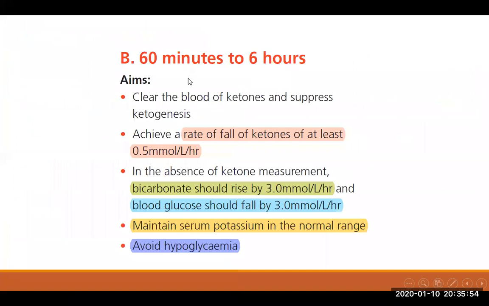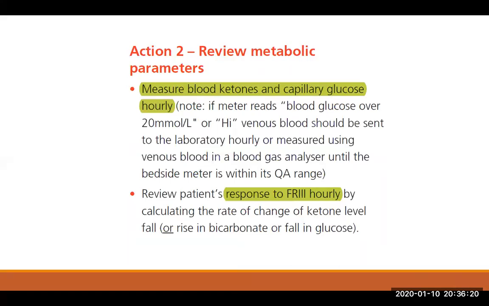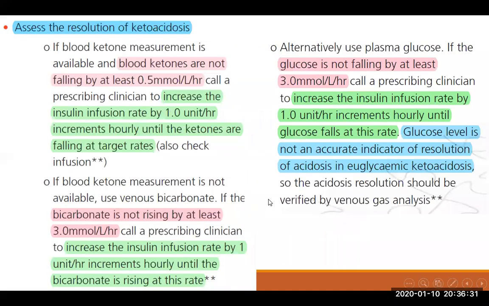From 1 to 6 hours, we must aim to clear blood ketone and suppress ketogenesis. And these are important numbers. The rate of fall of ketone must be at least 0.5, the bicarb should increase by 3, and the blood glucose should fall by 3, while maintaining serum potassium in the normal range, and avoiding, of course, hypoglycemia by adding 10% glucose. Measure blood ketone and capillary blood glucose hourly, and this is a question in a previous exam. And of course, we must check the response to fixed rate intravenous insulin infusion.